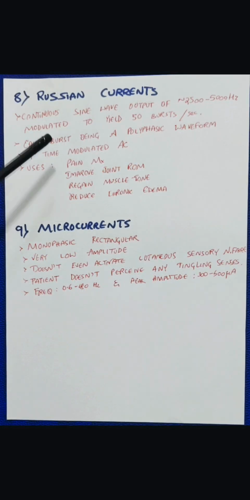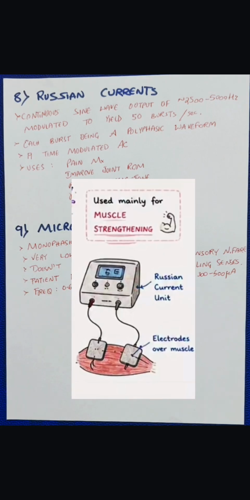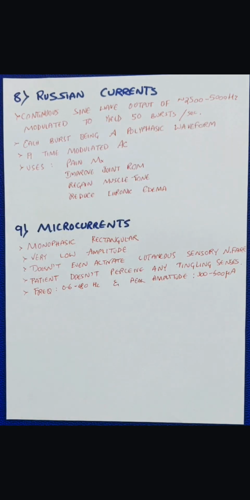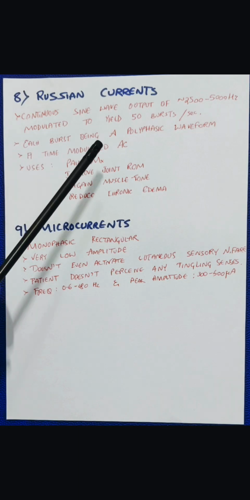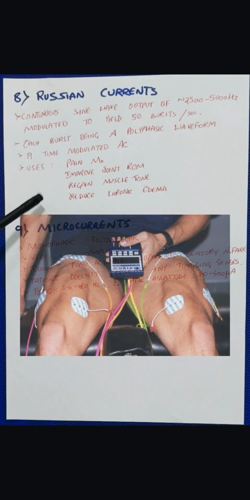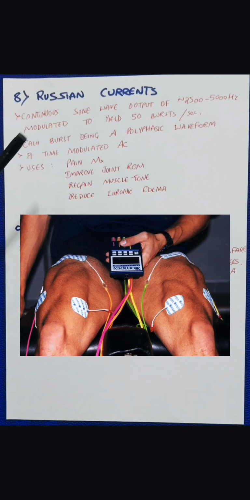There are Russian currents. These are continuous sine waves that output approximately 2500 to 5000 Hz, modulated to yield 50 bursts per second. Each burst is a polyphasic waveform. This is a time modulated alternating current and is used in pain management, to improve the range of motion, to regain muscle tone, and to reduce chronic edema.